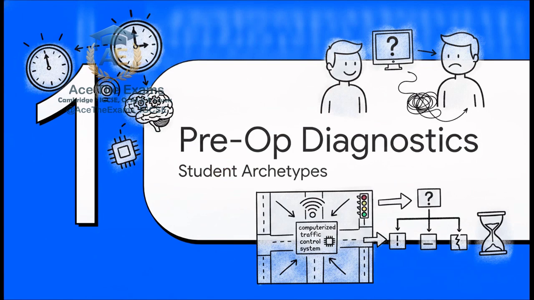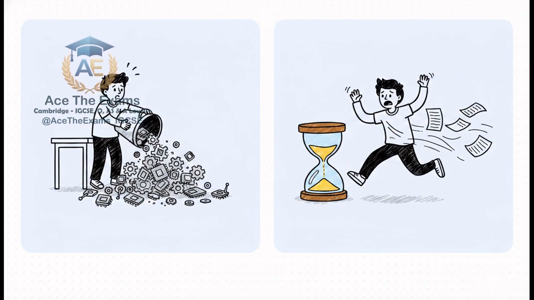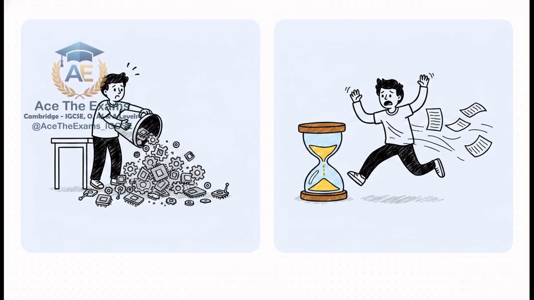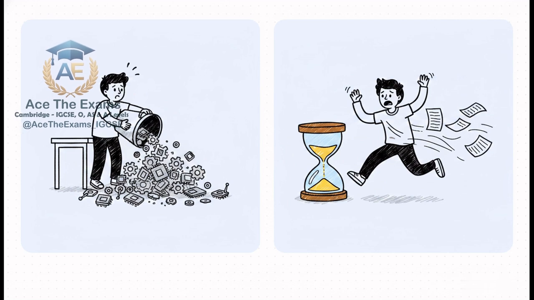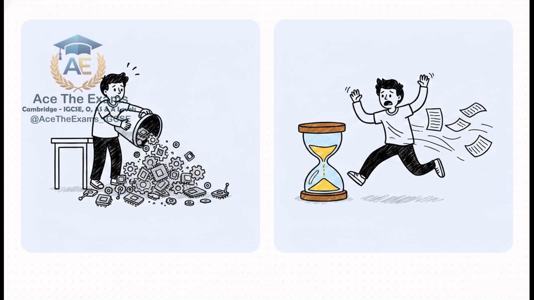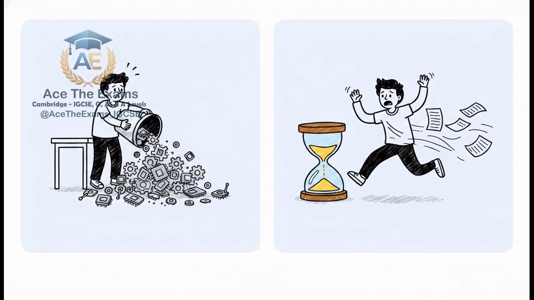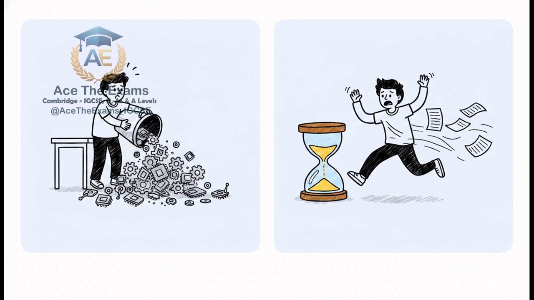Starting with Section 1, Pre-Op Diagnostics, where we analyze common student archetypes. Let's diagnose two very typical exam candidates. We'll call them Alex and Sam. I want to look at exactly where things usually go wrong for them in the exam hall, so you can avoid their mistakes. Picture a real Cambridge computer science past paper question. It's asking candidates to evaluate the use of a computerized traffic control system in a busy city center.